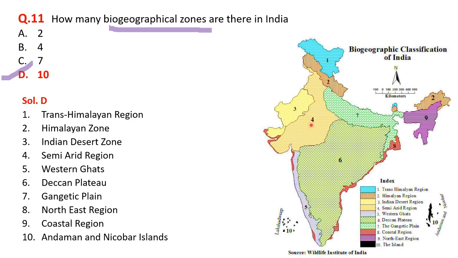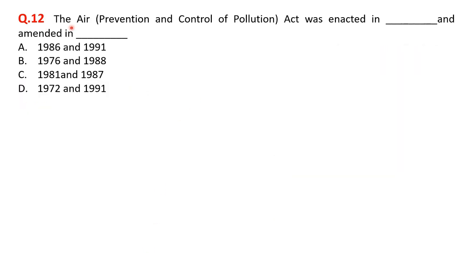In the desert, the rainfall, the climatic conditions, the type of plants and the type of animals remain the same here. But when we look here, they are different. So considering those similar characteristics of a particular region, the different biogeographical zones have been classified and there are 10 zones. So remember this. Next question.